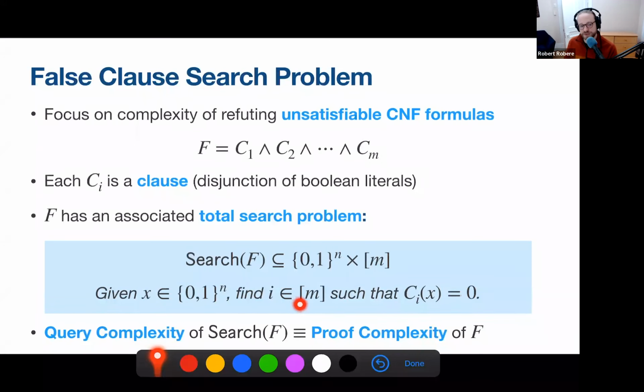It's most natural to study this problem in the model of query complexity, querying different bits of the input x in order to find one of these false clauses. The main theme of this section is that the query complexity of this search problem turns out to be very closely related to the proof complexity of F. In fact, in some sense they're the same thing, at least for weak proof systems.